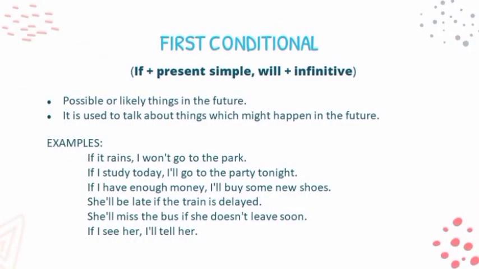Next is the first conditional. The first conditional has the present simple after if, then the future simple in the other clause. It talks about possible or likely things in the future. It is used to talk about things which might happen in the future. Of course, we can't know what will happen in the future, but this describes possible things which could easily come true. Take a look at these examples.